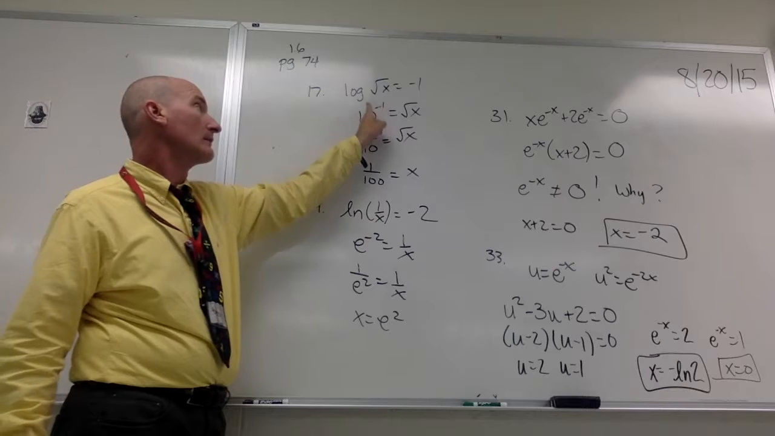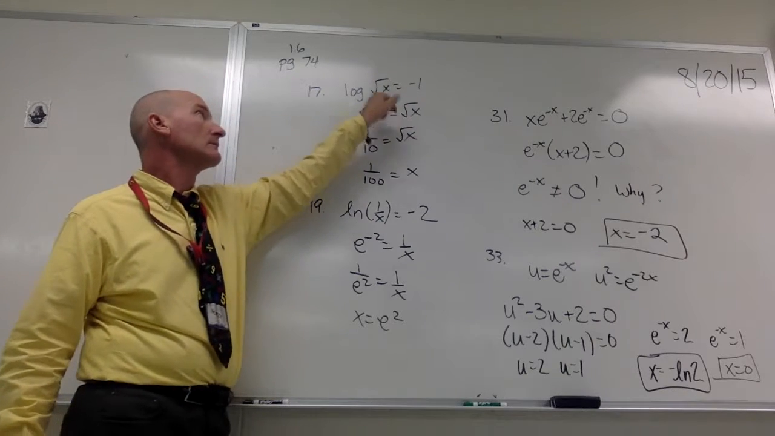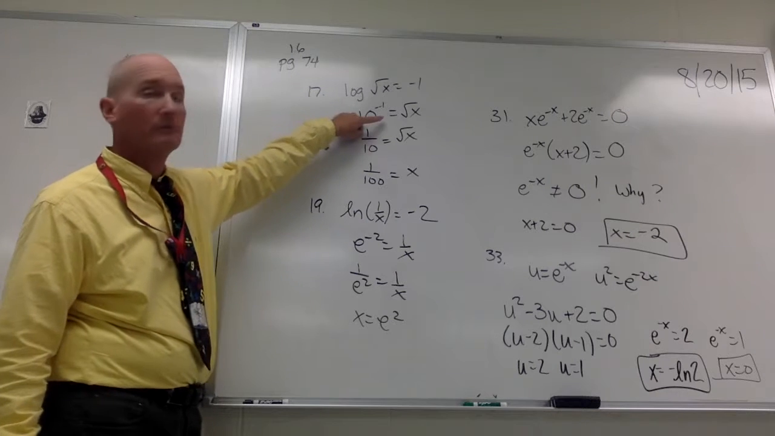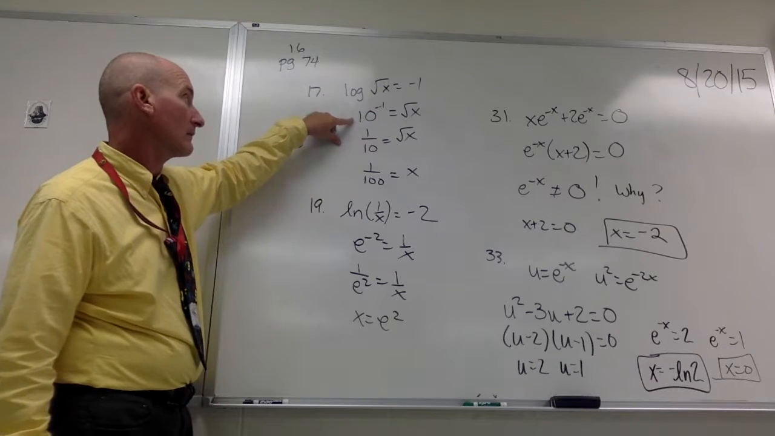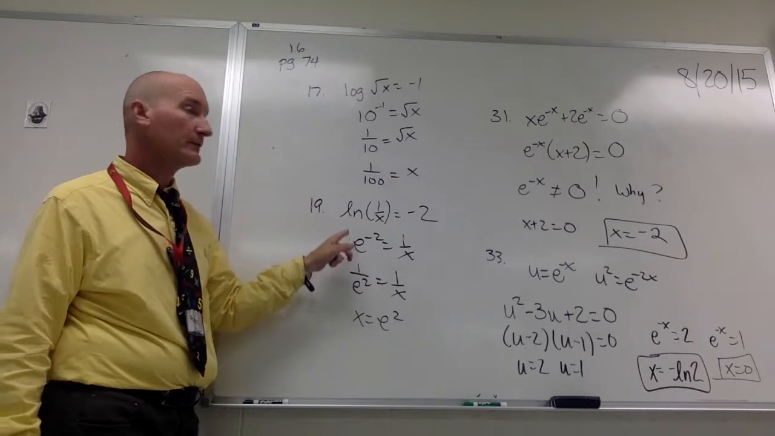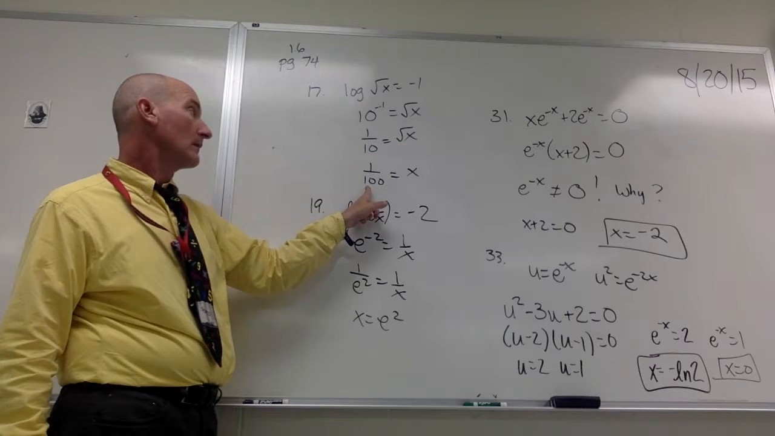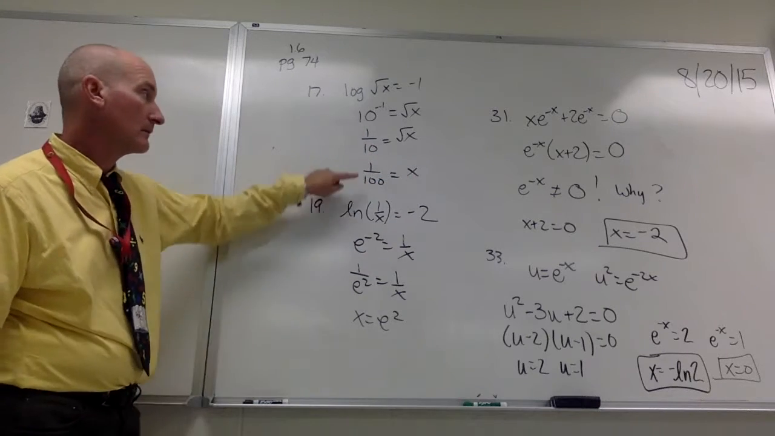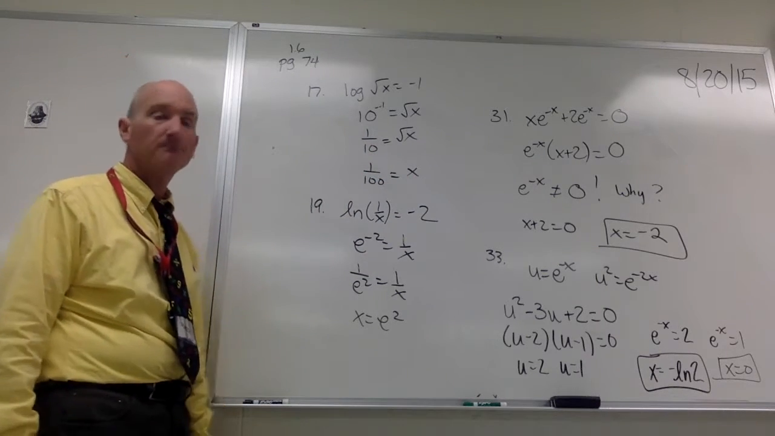10 to the negative first power equals whatever you have here. So here we have 10 to the negative 1 equals the square root of x. 10 to the negative first power is 1/10, which equals the square root of x. So we square both sides. 1 over 100, square the top, square the bottom, is equal to x. So there's our value for x for 17.